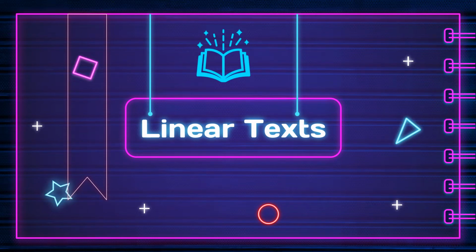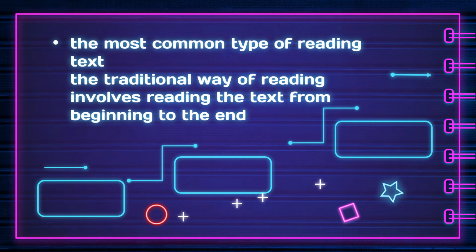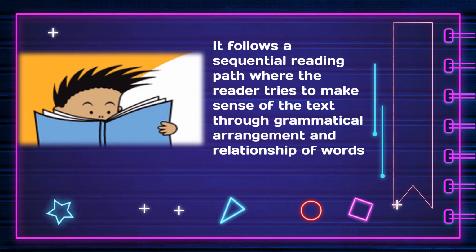What is linear text? Linear text is the most common type of reading text. It is the traditional way of reading, and it involves reading the text from beginning to the end. It follows a sequential reading path, where the reader tries to make sense of the text through grammatical arrangement and relationship of words.